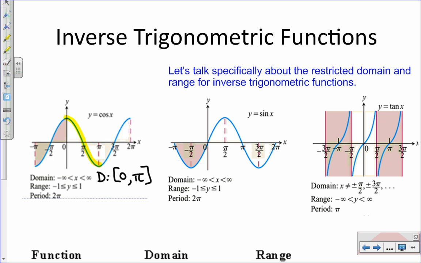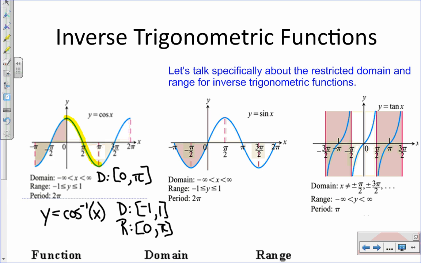Okay? So now if I talk about the domain and range of the inverse of cosine, we know that we interchange the domain and range of cosine. So the domain of the inverse will go from negative 1 to 1, and the range then will be from 0 to pi. Sorry about that. So we can do that with all of our graphs.